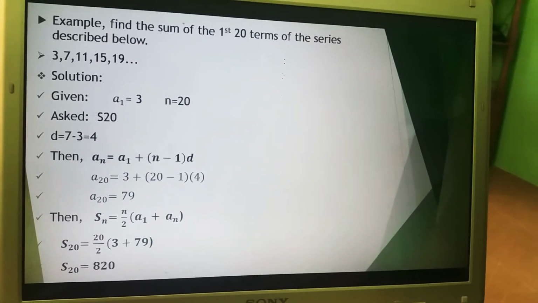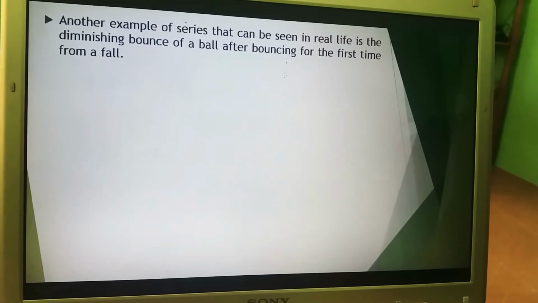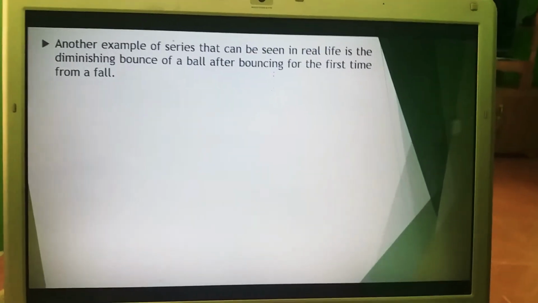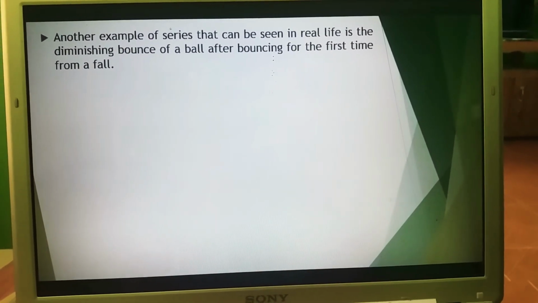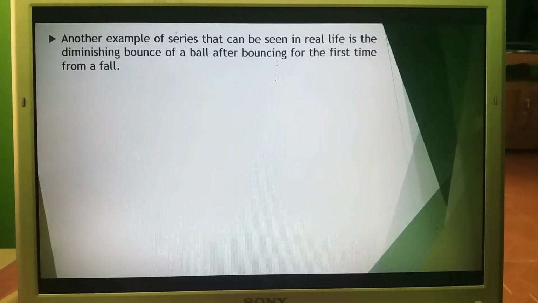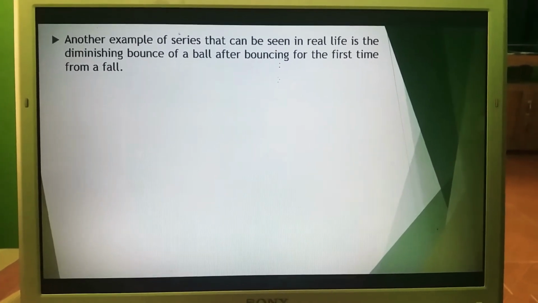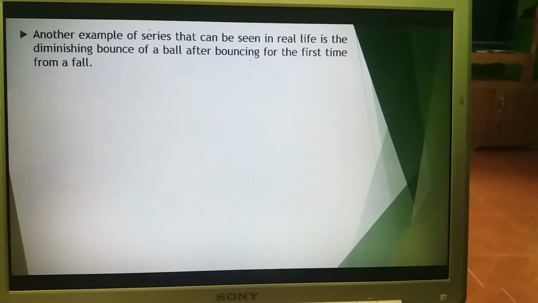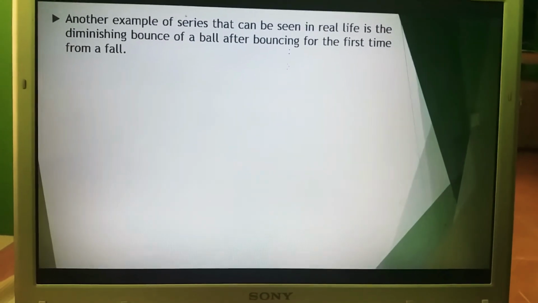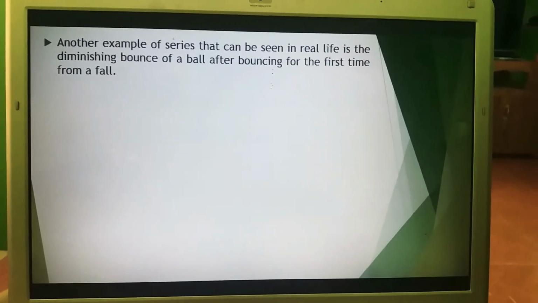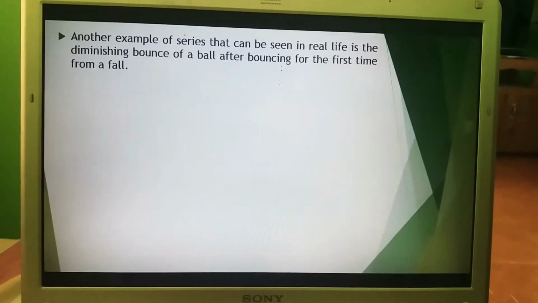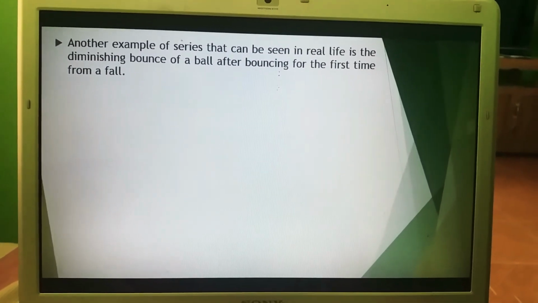Let's go on with the next part. Another example of series that can be seen in real life is the diminishing bounce of a ball after bouncing for the first time. Ayan, sino yung mga nagbabasketball sa inyo? Pag idinribble mo yung ball, meron siyang maaabot na certain height, tapos hanggang sa bumaba siya ng bumaba. Okay, so that is a practical example of a series.